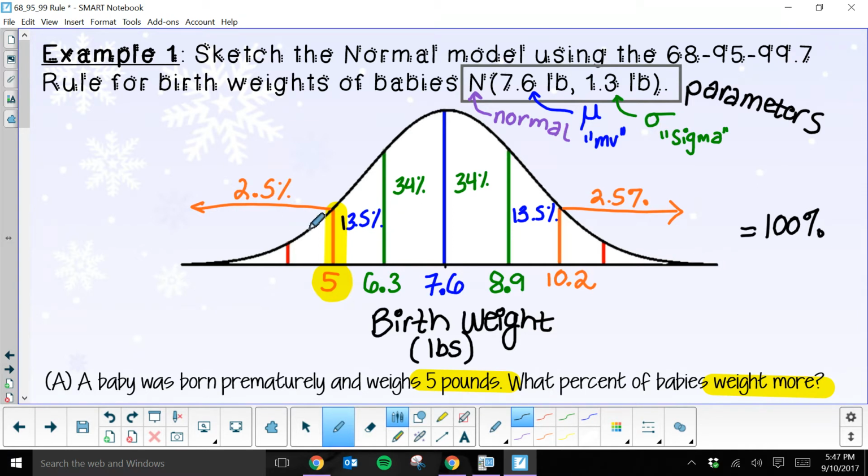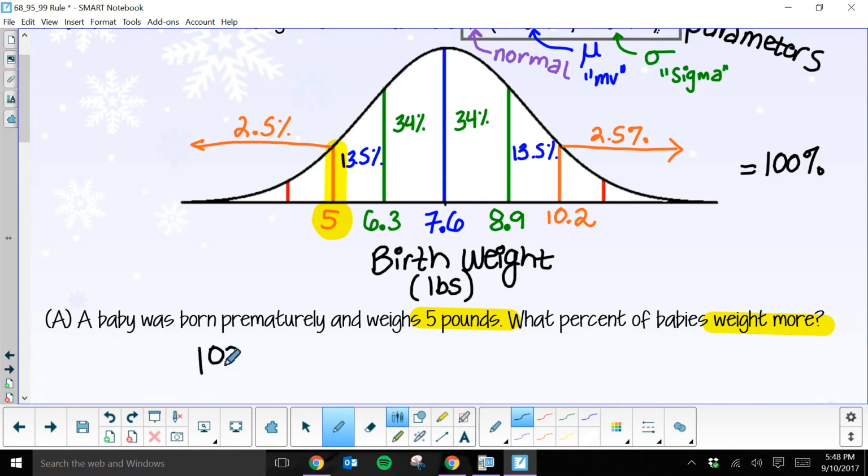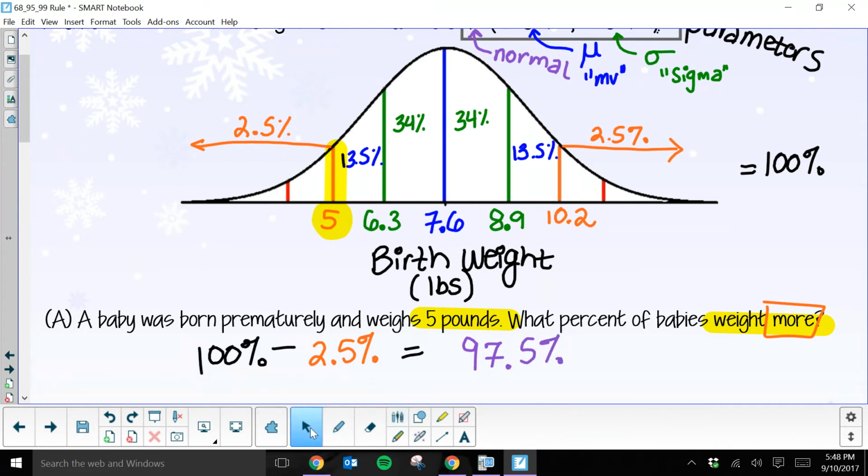Well, here's the good news. I know that is 2.5%, so I'm just going to take 100%, because that's everybody, and I'm going to take away the 2.5%, because I want weighs more, so anything beyond that. And voila, your answer of 97.5. So I can expect 97.5% of babies to weigh more than 5 pounds. Or my baby is in the 2.5 percentile. So very, very low, very born prematurely.